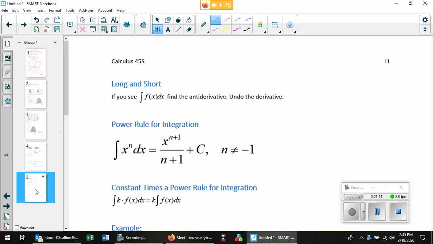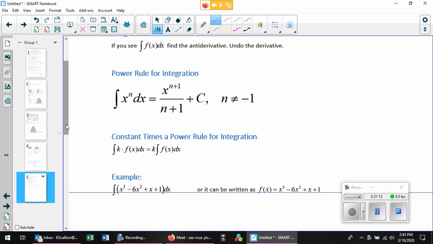So the power rule: if you want to undo a derivative, instead of subtracting one, what are you going to do to the exponent? You're going to add one because you're going backwards. And then that will be your denominator. Okay? And you're always going to finish it with a plus c. Why can n not equal -1? Because then the denominator would be 0, which would be very confusing.